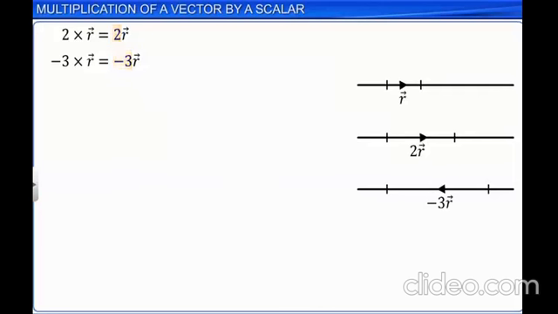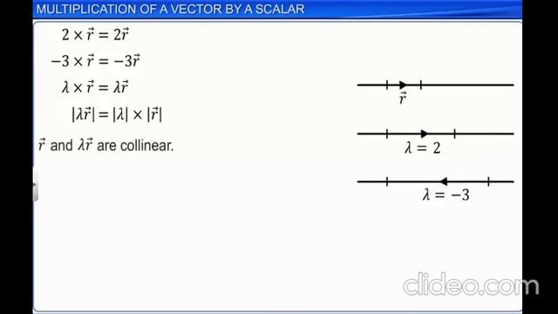If we multiply any vector, say vector R, by a scalar quantity, say lambda, we get another vector, lambda R. The magnitude of vector lambda R is equal to the magnitude of the scalar quantity lambda multiplied by the magnitude of vector R. The direction of vector lambda R depends on the sign of the scalar quantity lambda. The vector obtained by multiplying a given vector with a scalar quantity is collinear to the given vector.